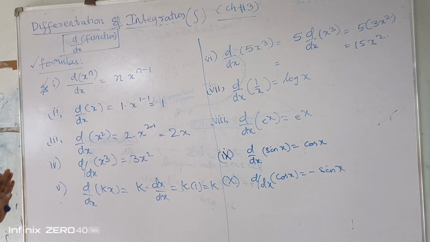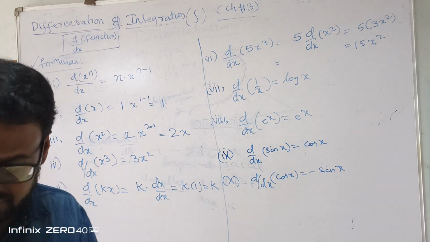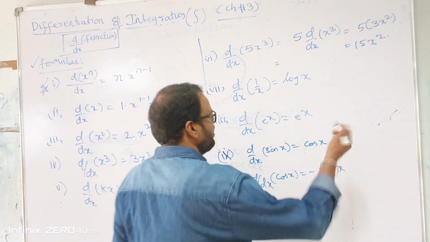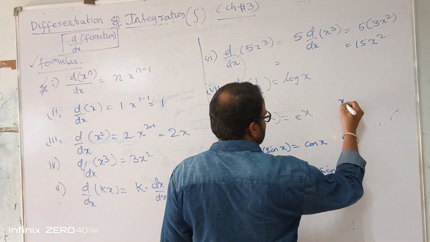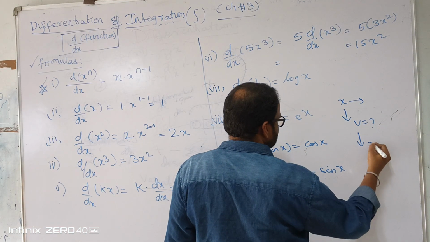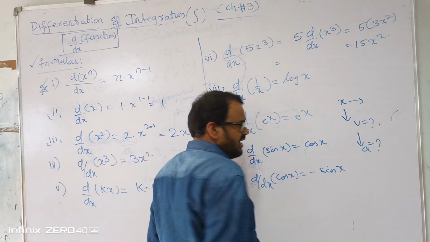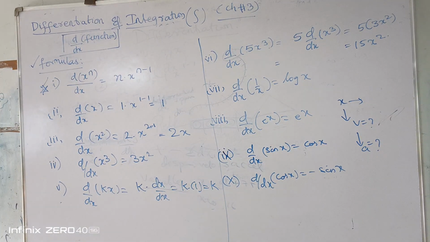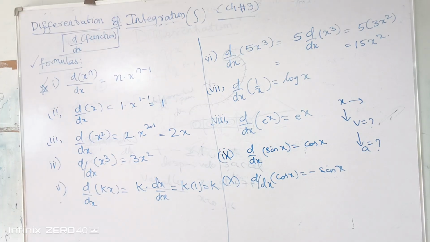Actually, by knowing this, what we want in physics about these things is, as I told you already, that you will be given some kind of equation in terms of displacement, and you will be asked to find its velocity, and if you know velocity, you can also find its acceleration. What I'm trying to tell you is, by giving the equation of displacement in terms of time, you can determine its velocity, and you can determine its acceleration.